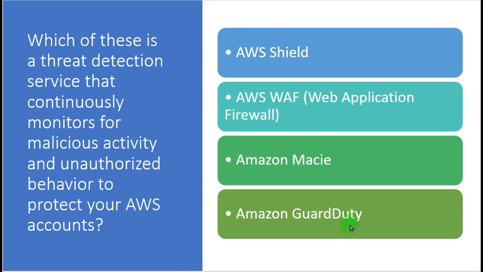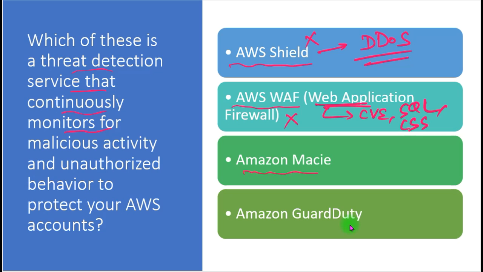So we have already understood what exactly AWS Shield is. It is for protecting our environment from DDoS attacks. So in this case it is not correct. Web Application Firewall protects our web applications from critical risks like CVE, SQL injections, or cross-site scripting. So this is also not correct. Here we need to identify which is a threat detection service that continuously monitors for them.